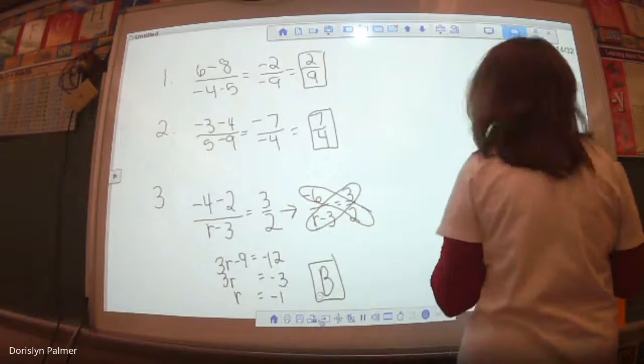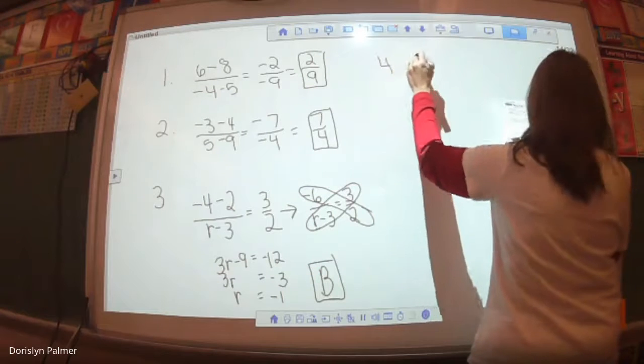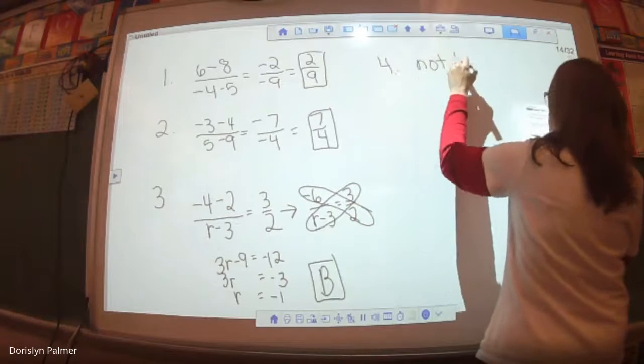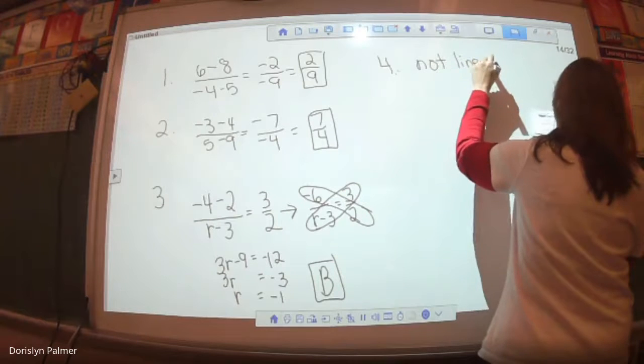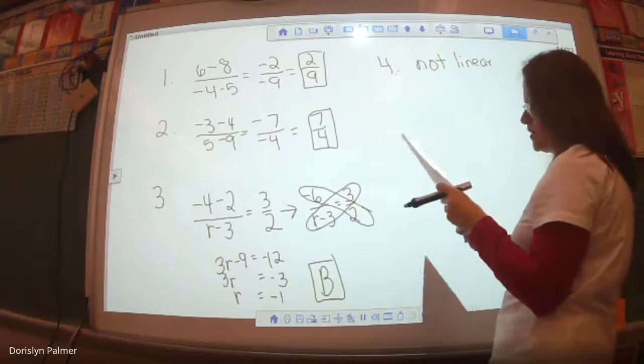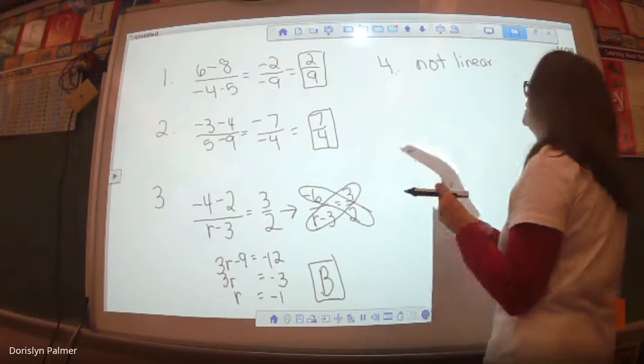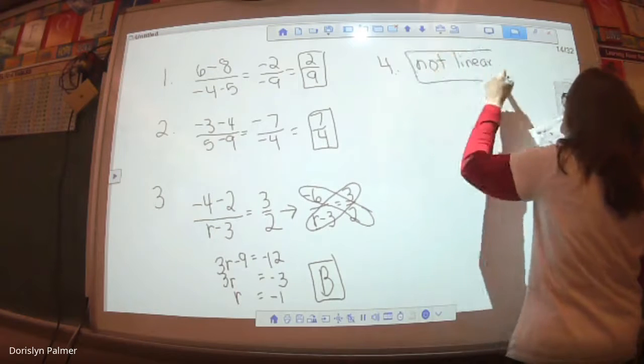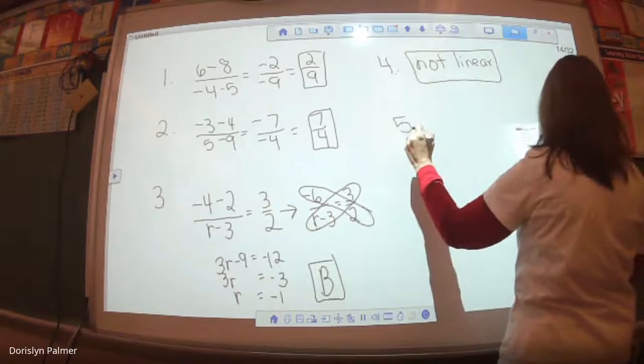Number 4, determine if this is linear. Not linear. And you guys were showing me how it wasn't changing the same all the time. Is that all you had to do? Determine whether it is linear? Yeah. Not linear. I think everyone got that one right too.